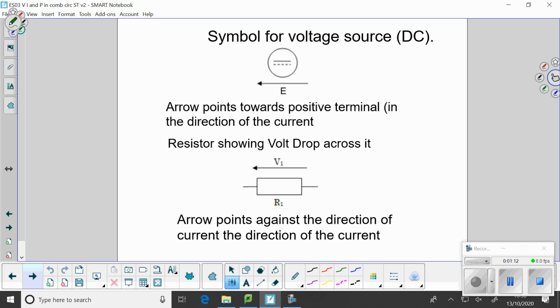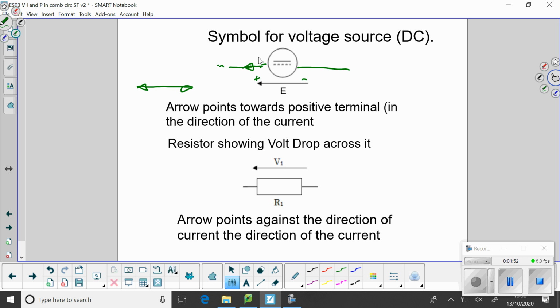The current from this source, if it's connected to something, would travel in the direction of that arrow. That's plus and minus. Higher voltage, lower voltage. So the arrow head points to the positive terminal of that source. Okay? Please try not to use voltage arrows on your diagrams that have heads at both ends. We want to know which end is the most positive.